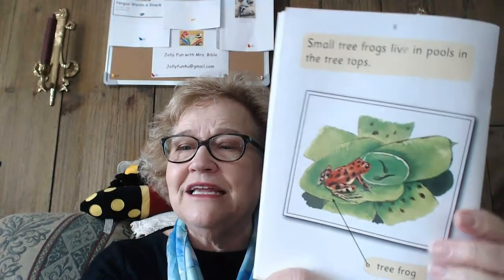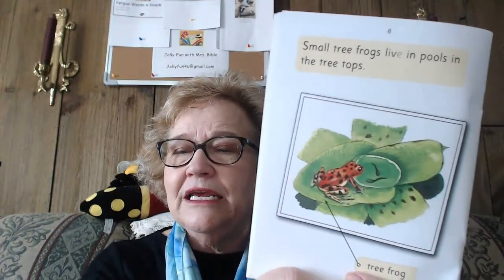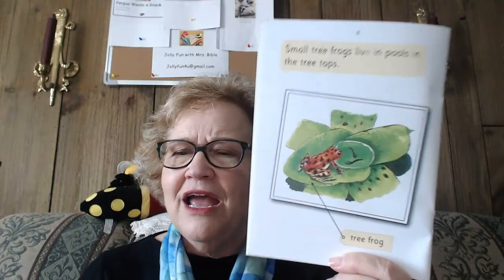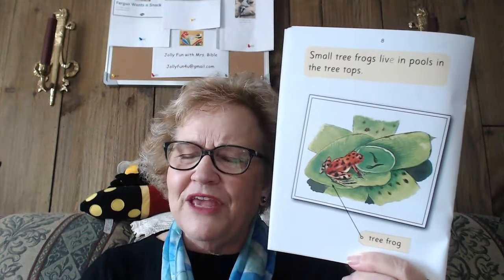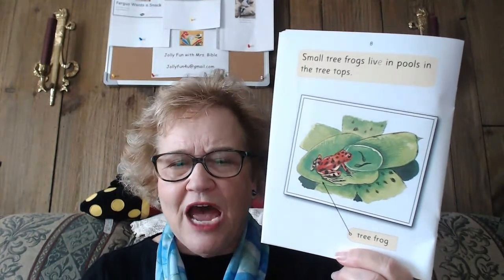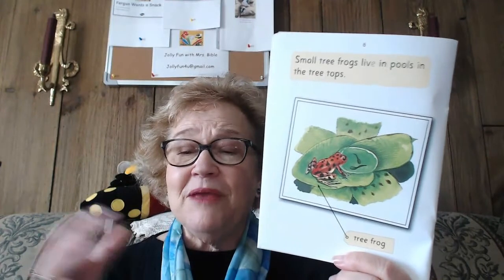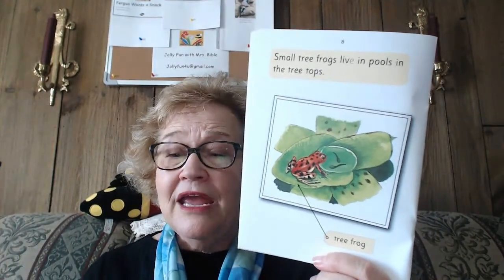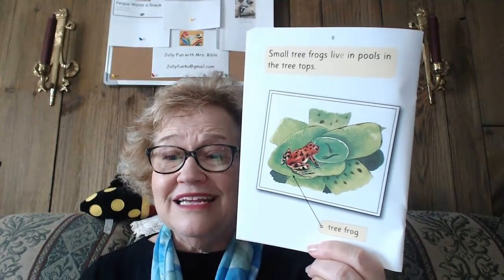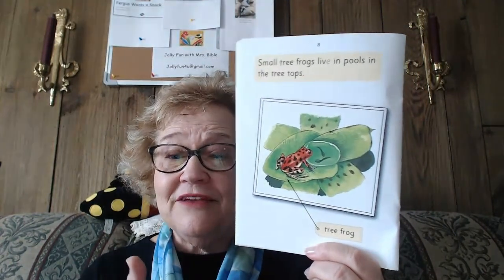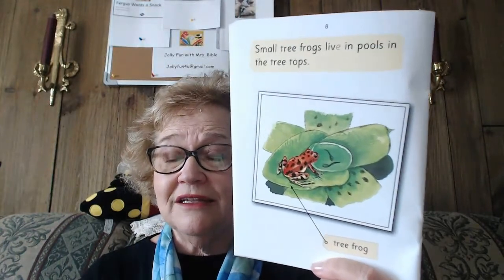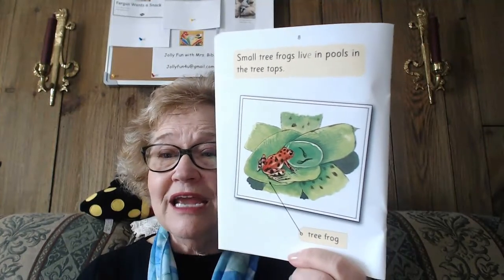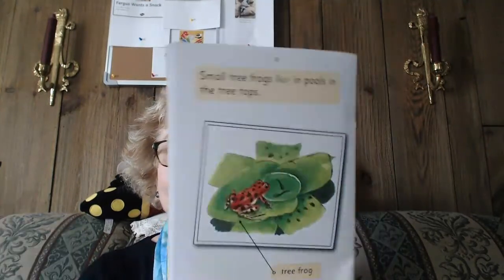Small tree frogs live in pools in the treetops. And here's our label, tree frog. I'm thinking, how can there be a pool in a treetop? Are you thinking that? I think maybe some of the leaves on the trees are really big and maybe they're shaped like a cup. And when the rain comes, it actually stays in the cup leaves. And that's where the tree frogs live. You can see there's some little tadpoles in this little kind of pool that formed in the big tree leaf.